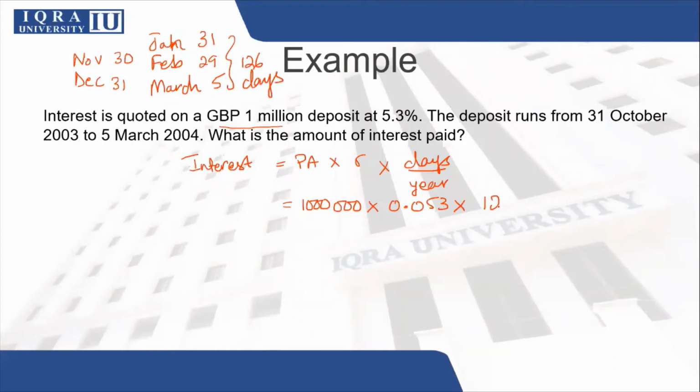So the actual number of days is 126, and the convention that you're going to use depends upon what type of currency this is. Sterling is going to use 365. So if you do the calculation, you get 18295.89.